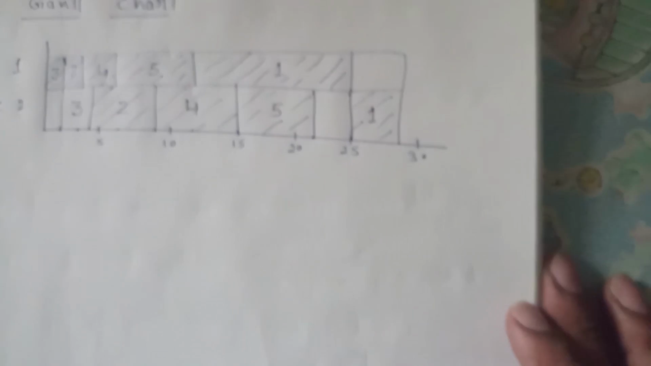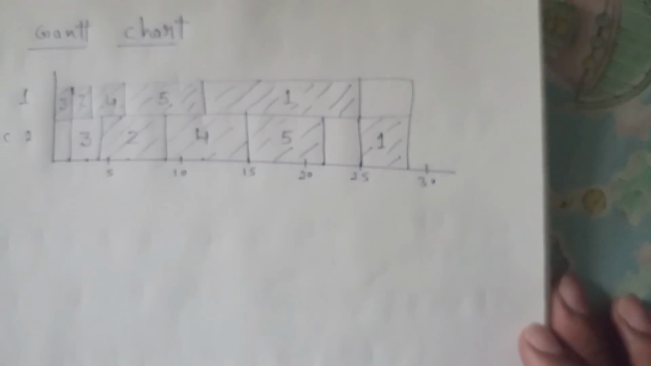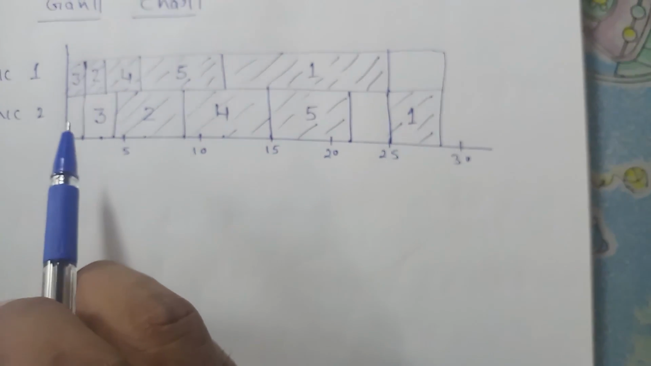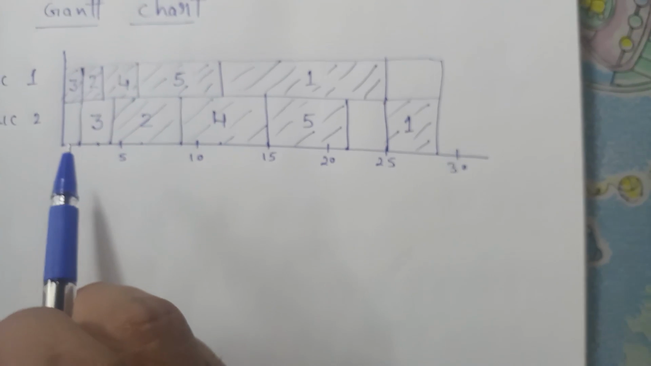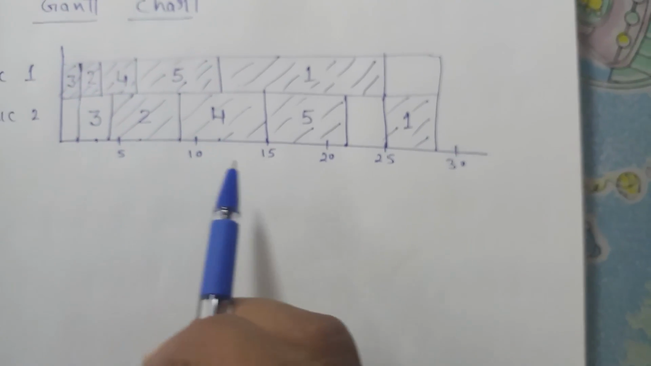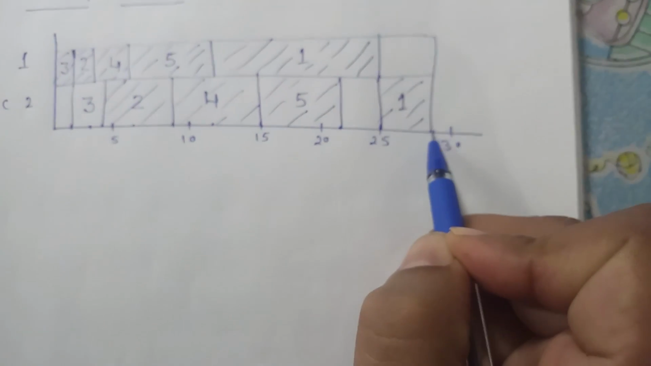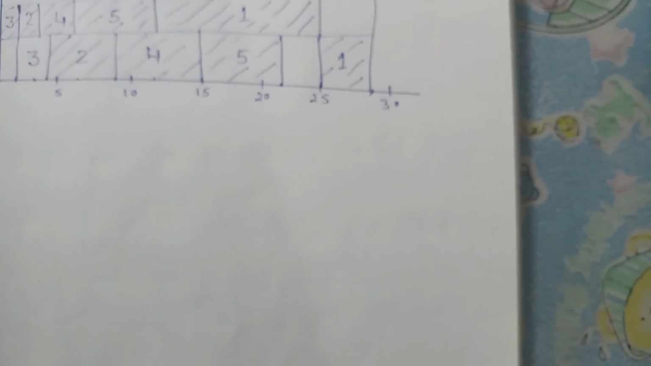Okay everyone, so I think you can see clearly. This is your Gantt chart for machine 1 and machine 2. On the horizontal line, this is our makespan time. So we have up to 28 minutes where the different jobs worked.